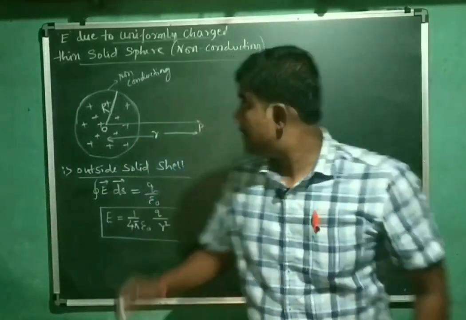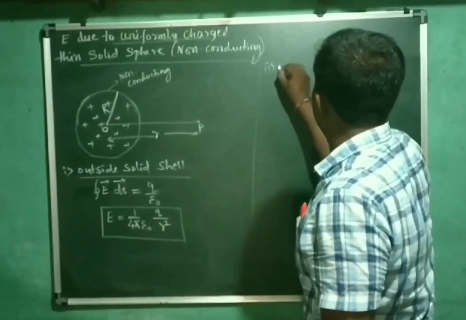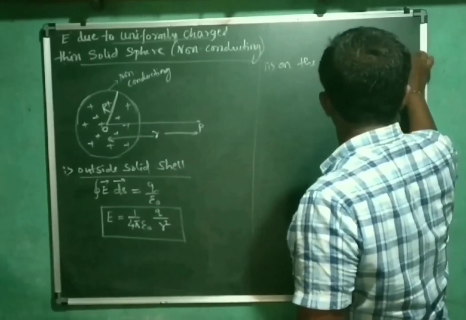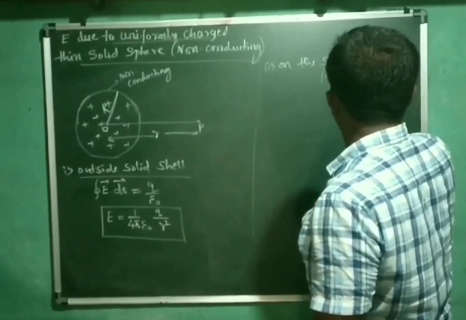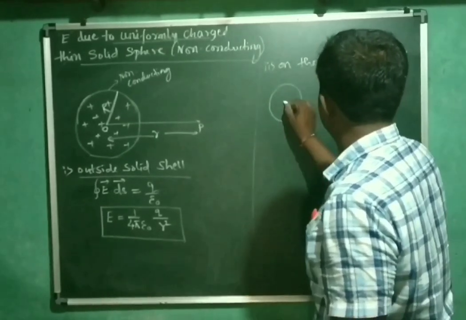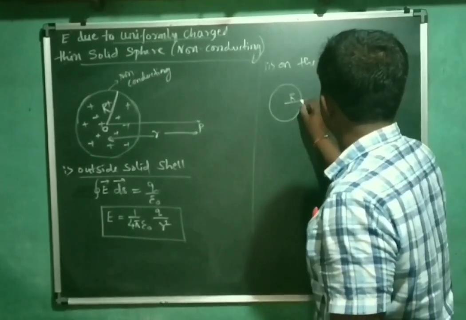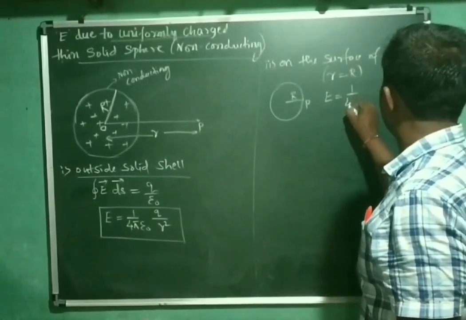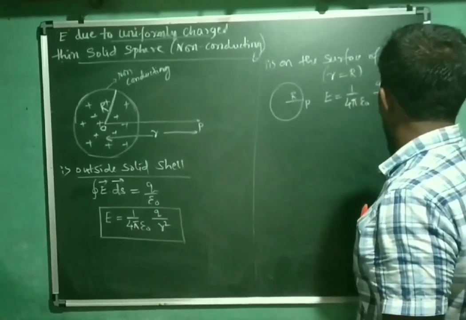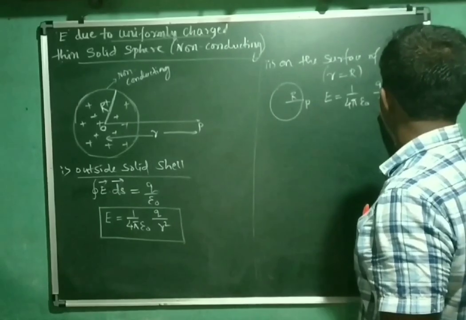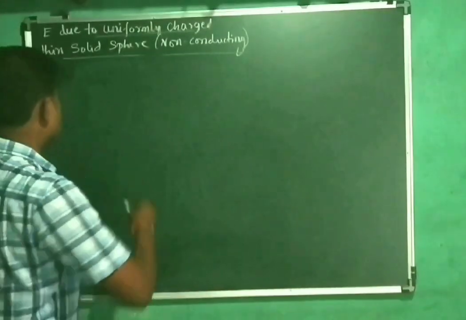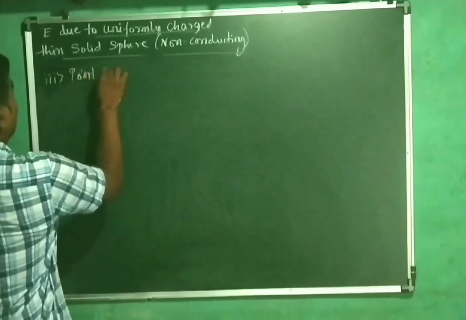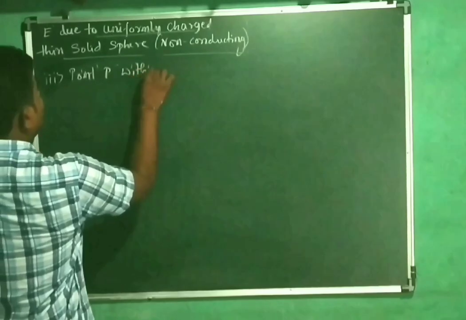And second case I will write here, on the surface of shell, that is r is equal to R. See, if this is shell, then this is radius R and this is point P. Then electric field E is going to be 1 divided by 4 pi epsilon naught q divided by r square. Now the third case is point P within the shell.